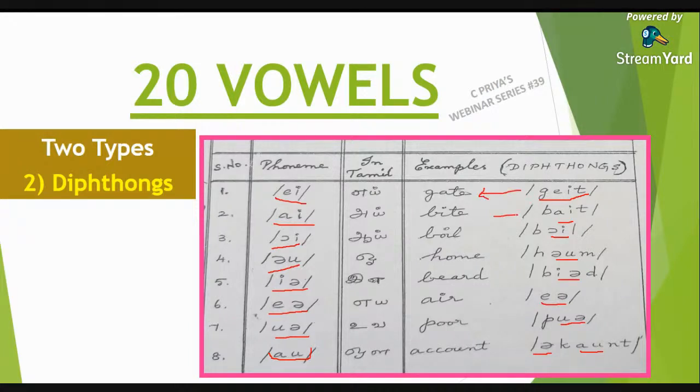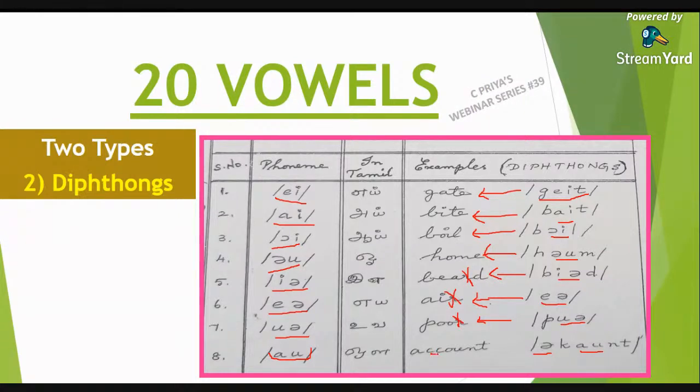Gate, bite, boil, home, beer. R remains silent. Air, R remains silent. Over, R remains silent.